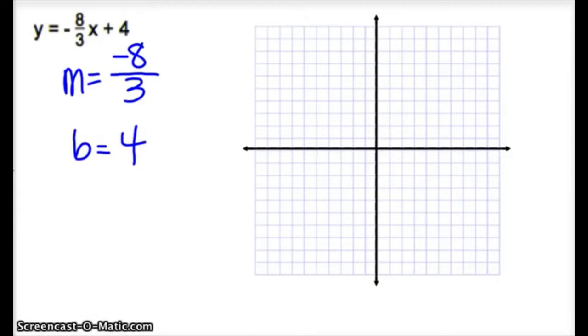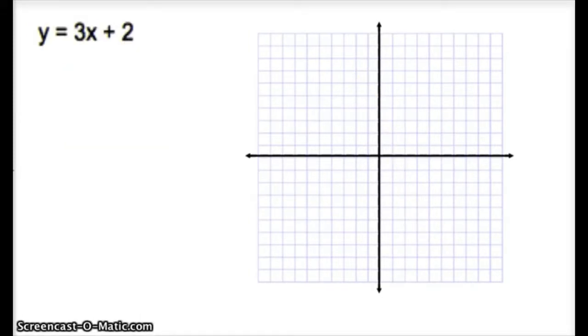I'm going to plot my y-intercept at 4, and I'm going to count my slope. I need to go down 8. I'll show my arrow notation. I'm going to go down 8, and then I'm going to go right 3. And I'm going to put my second point. I'm going to get out my ruler, and I'm going to draw a straight line between the 2 points, making sure that I have arrows on both sides. So my final line is the blue. So there's my line of y equals negative 8/3 x plus 4.